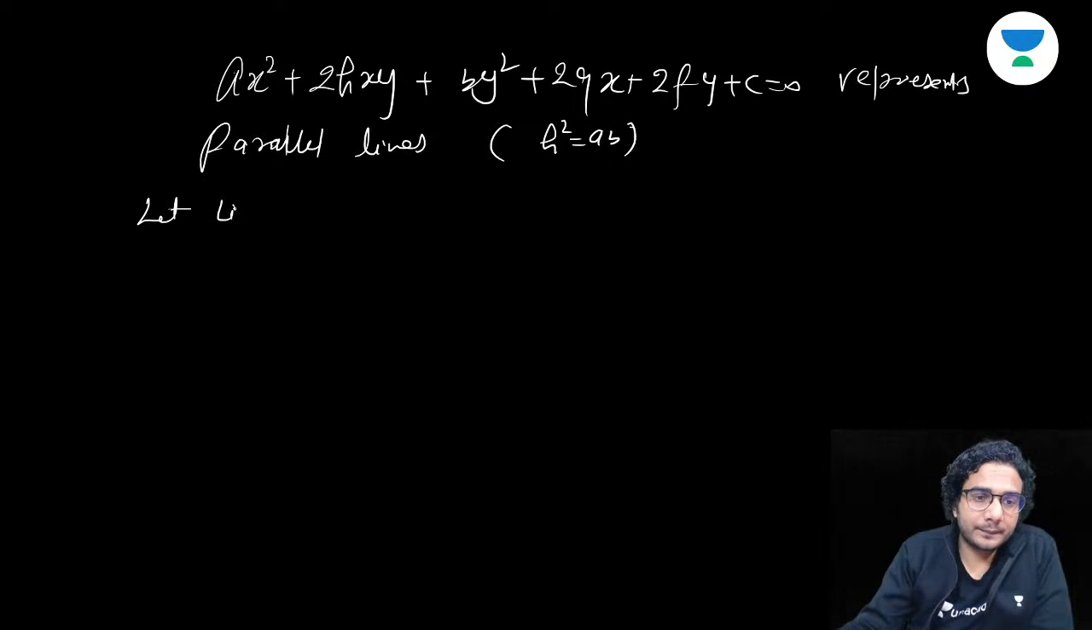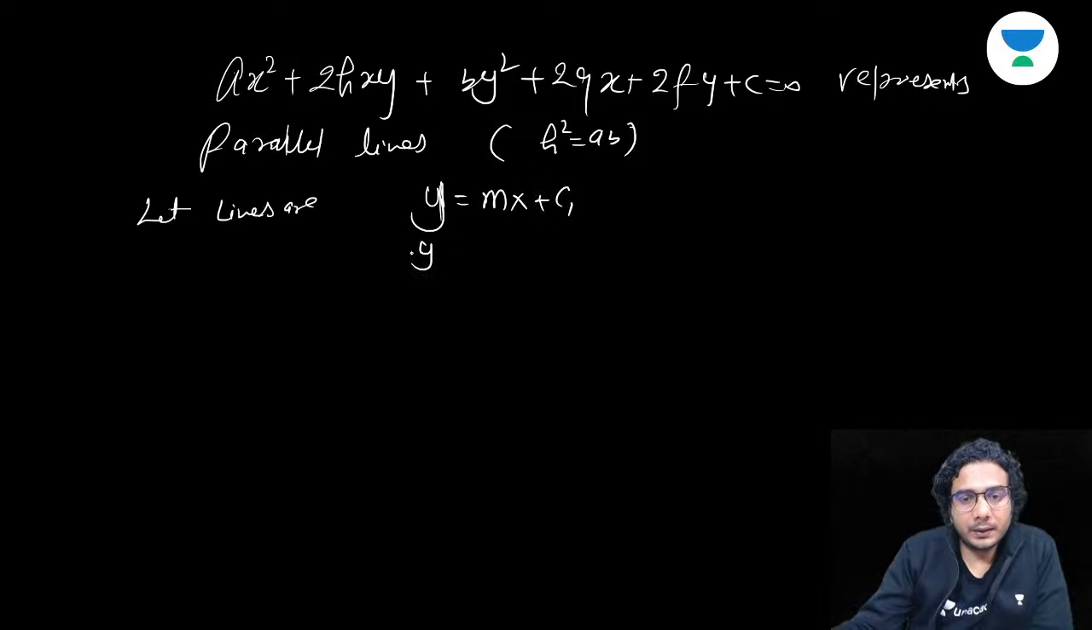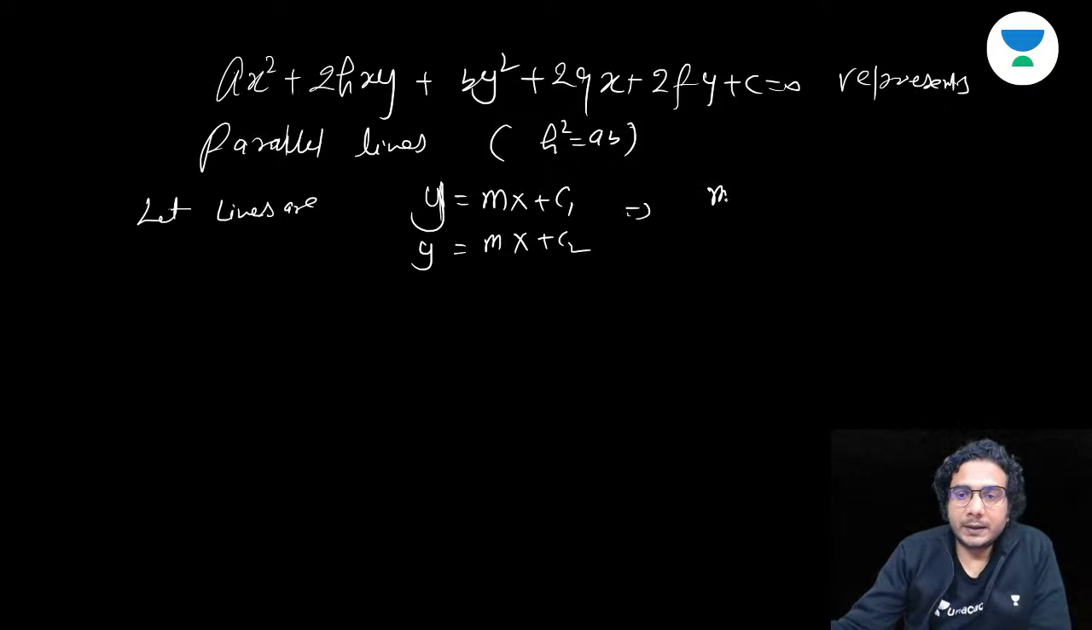Let lines are y is equal to mx plus c1 and y is equal to mx plus c2. All right. If you multiply them, it is the combined equation. Write the combined equation using these lines: mx minus y plus c1 into mx minus y plus c2.